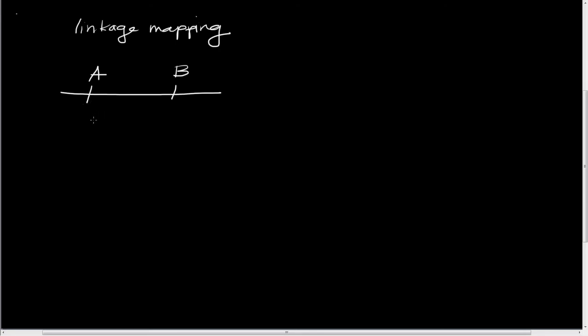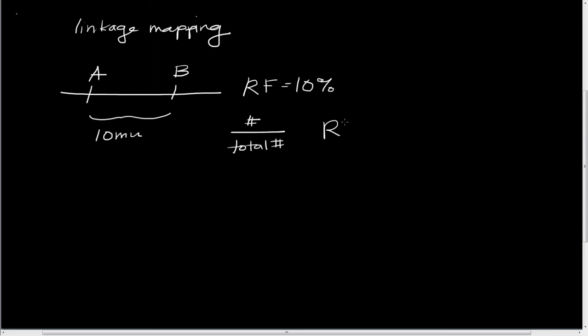So we're going to kind of work backwards for this first example, and then we'll do it how we might normally think about linkage mapping with an actual cross. So here, let's say that we've got loci A and B, and they are 10 map units apart. That means their recombination frequency equals 10%. And we know that a frequency is just the number of one class divided by the total number.